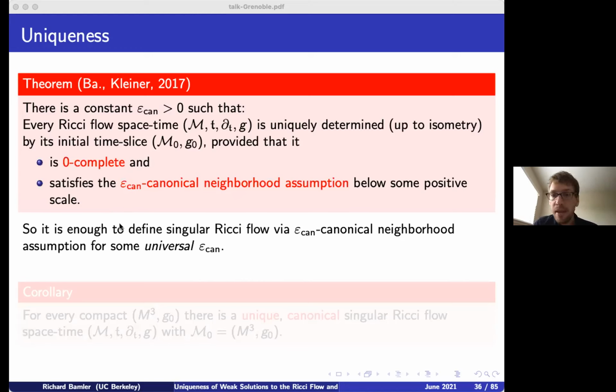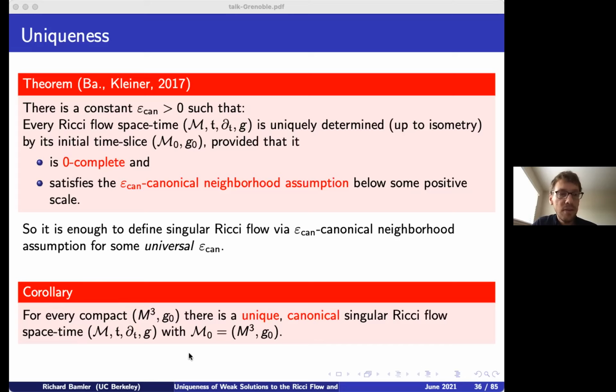And then, of course, let me just restate the main reason why we care about the uniqueness theorem: if we put together the existence and the uniqueness, then we get that for every compact Riemannian manifold, there is a unique canonical singular Ricci flow spacetime with this manifold as its initial condition. Okay? So this should answer Perelman's conjecture.